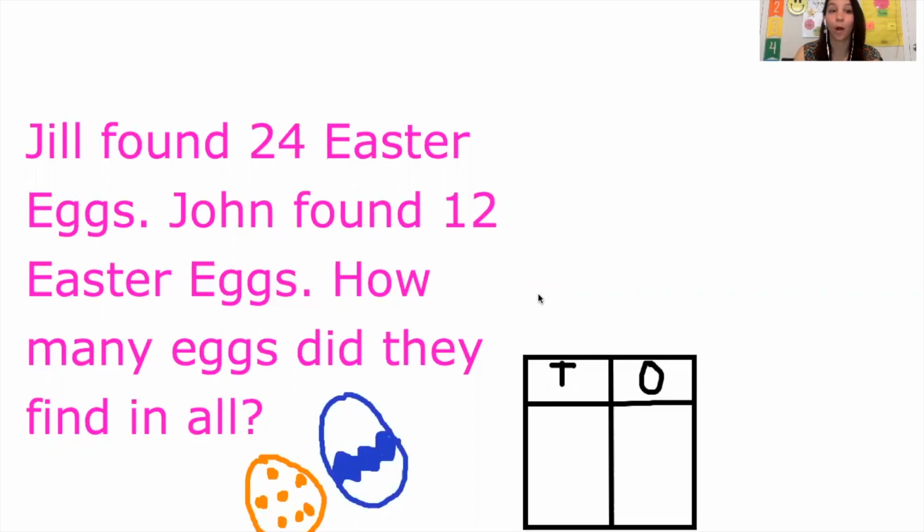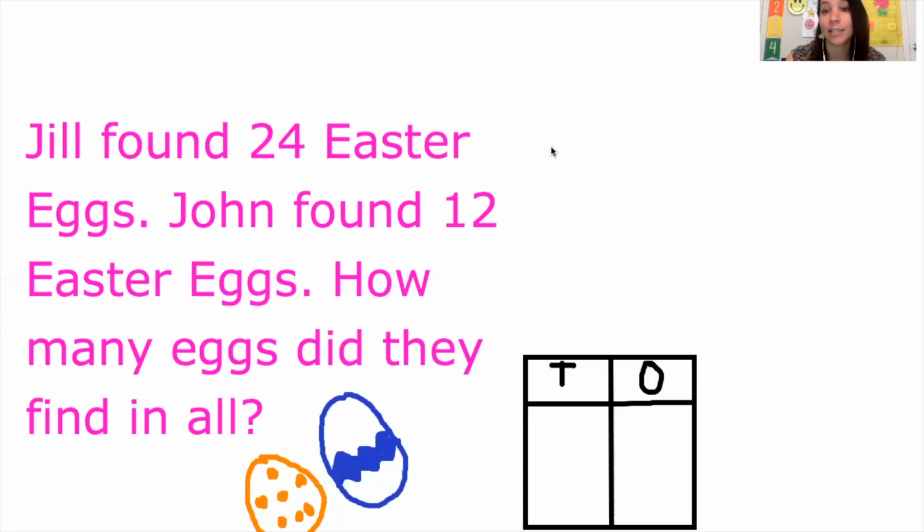Okay, here we have a word problem. Jill found 24 Easter eggs. John found 12 Easter eggs. How many eggs did they find in all? So first I have to ask myself, what is this problem asking? I'm going to look to the very end to find out. It says, how many eggs did they find in all? In all is a huge keyword that tells me I'm going to be adding, because they want to know how many in all. There's no taking away. They're not trying to find part of something. They want to know how many in all, so I know they are adding.